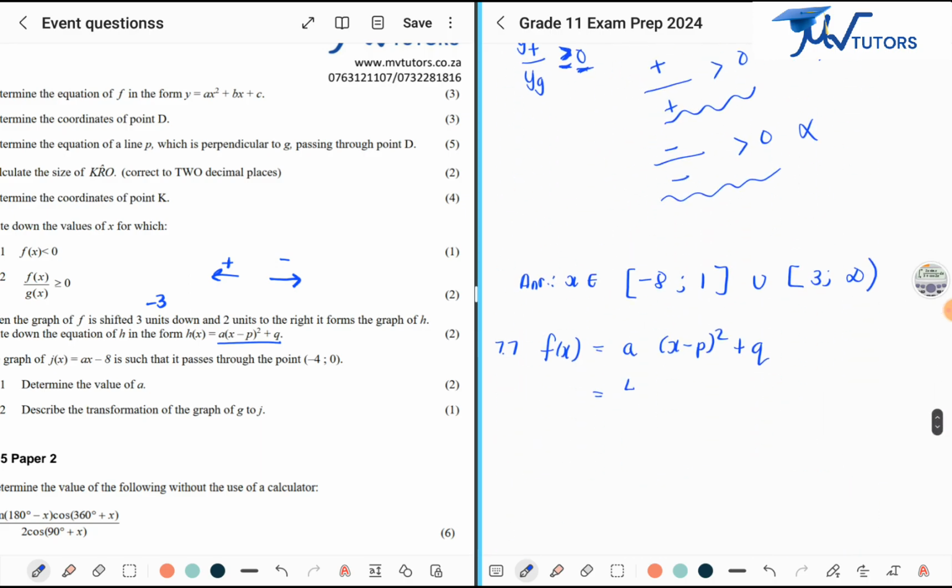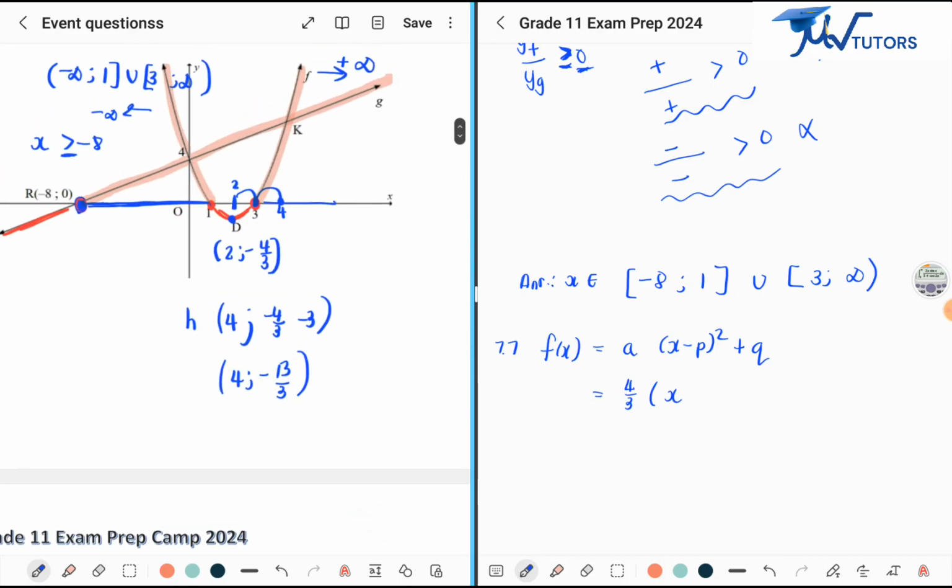So once you calculated a, you don't need to calculate it again. So we have 4 over 3. And then x, okay, initially for f, x minus 2 squared. What I meant with if you're going to the right, you basically have a negative. You can't have x plus a value. It has to be x minus a value. Okay, if I confused you a bit. So we have x minus 2 plus negative 4 over 3. That's the y value. So we can actually just say negative 4 over 3. Okay, that was f of x.